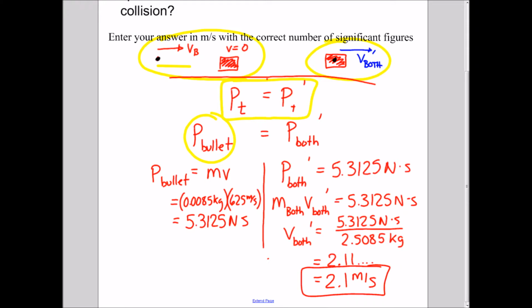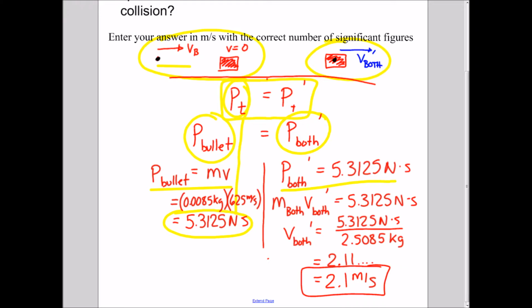And I just found the momentum of the bullet ahead of time. The momentum of the bullet is the mass of the bullet times the velocity of the bullet, and I come up with 5.3125 Newton seconds. That really is the total momentum in the system right here, because the bullet is the only thing that's moving. Well, the total momentum is equal to the momentum of both of them as they're stuck together.